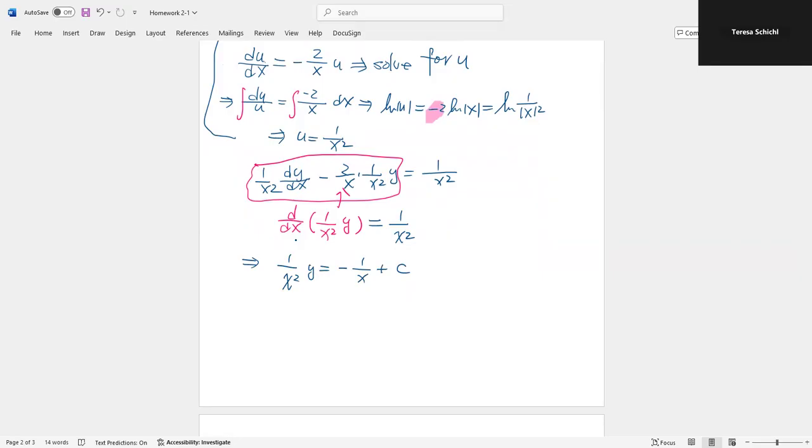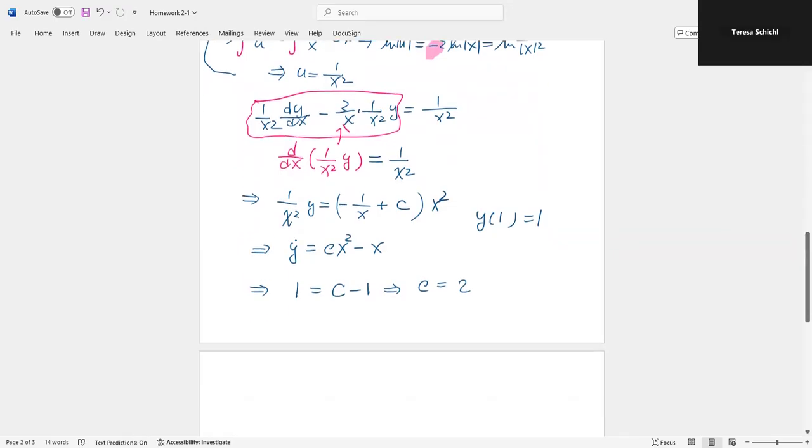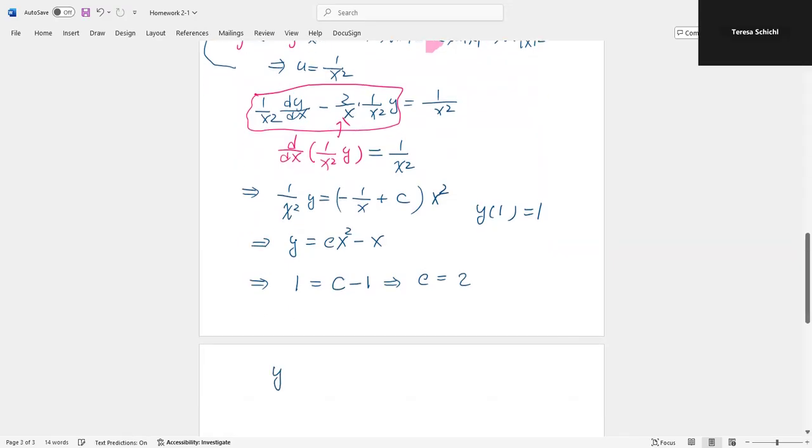Now I can multiply by x squared on both sides. So y is equal to c x squared minus x. Then my initial condition is y(1) equal to 1. So 1 equals c minus 1. What is my c value? c is equal to 2. So we solved it: y equals 2x squared minus x.